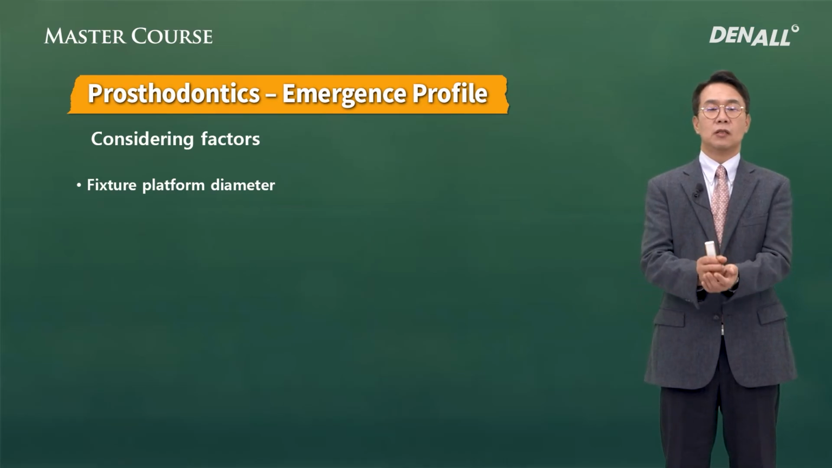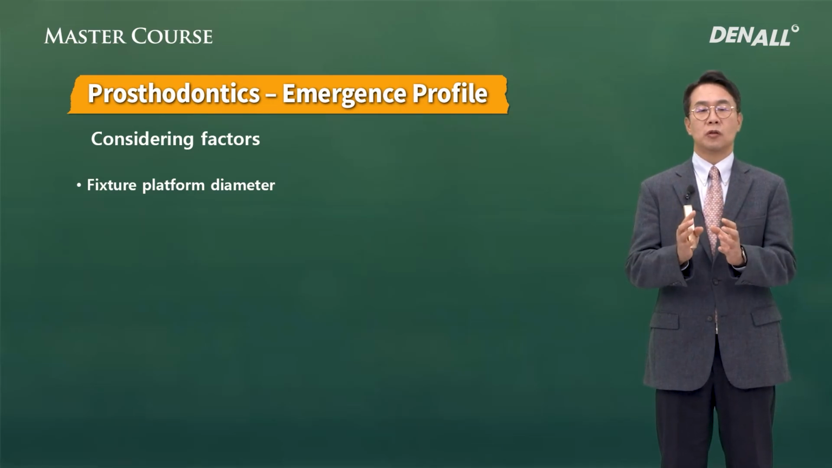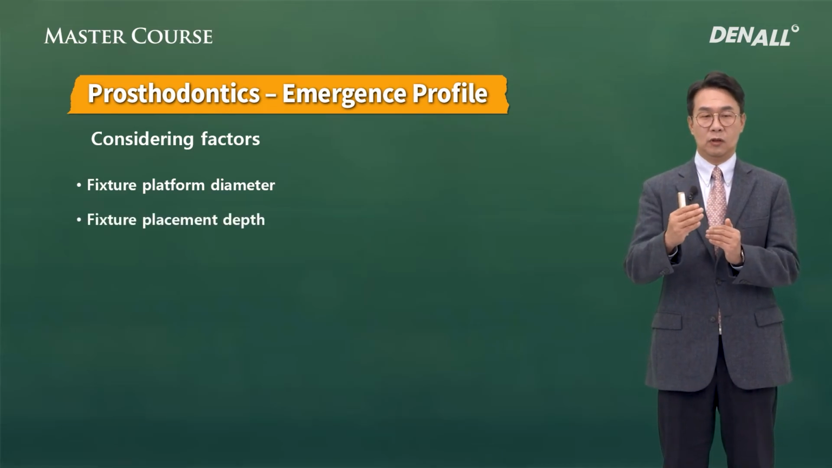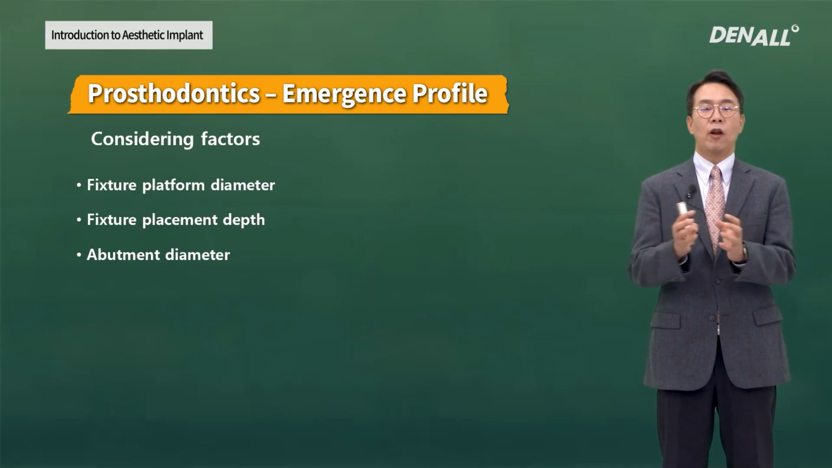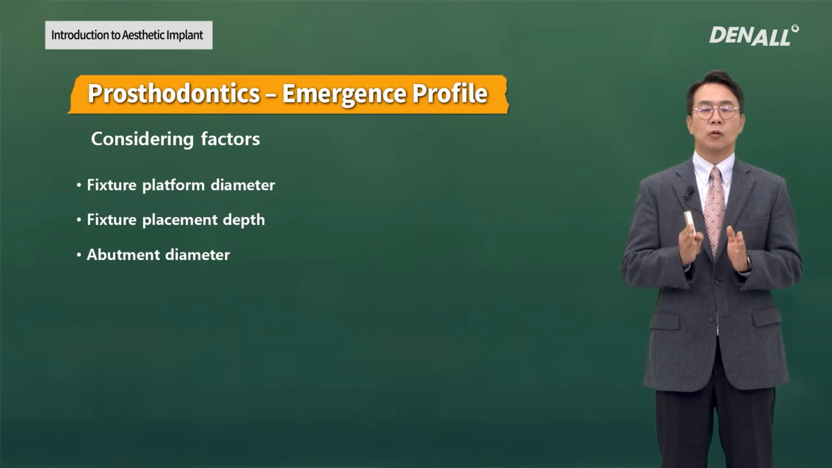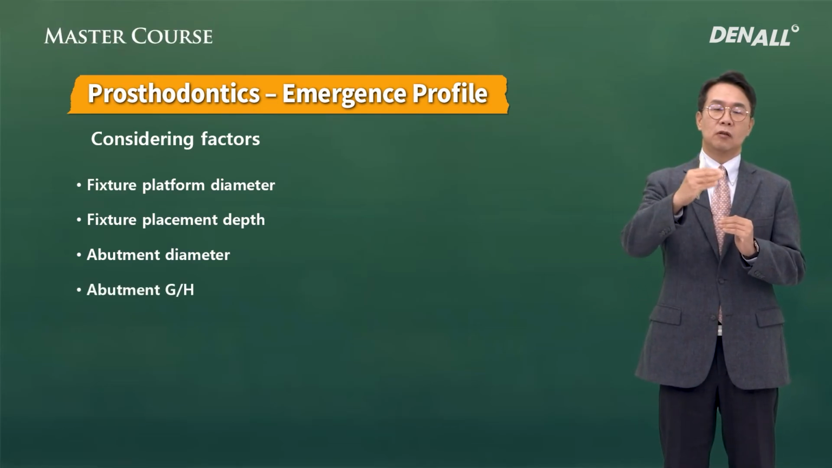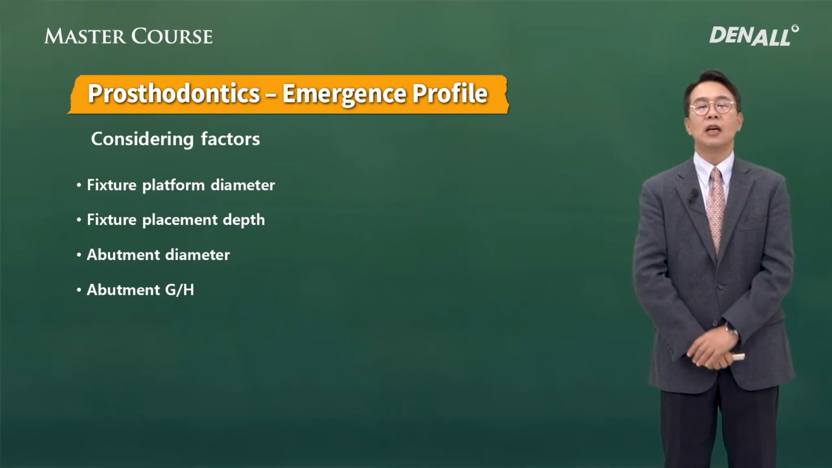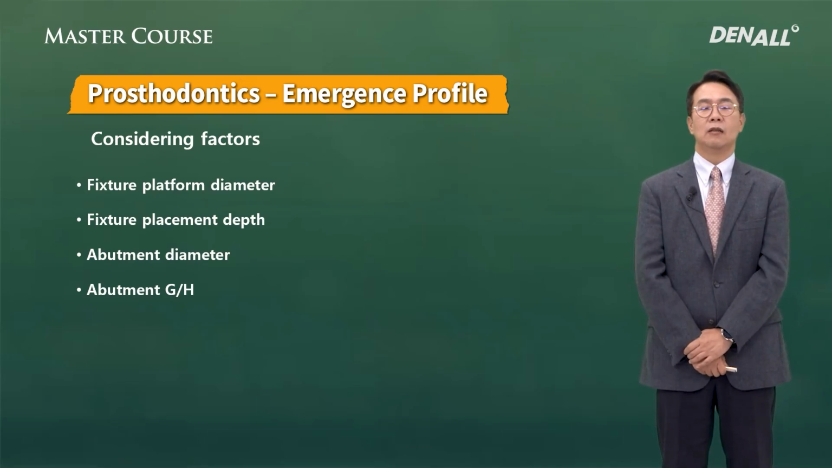There are many factors for emergence profile. As I said before, implant types, including diameter, implant placement depth, and the abutment, whether abutment diameter is smaller than the implant diameter or the same as implant diameter, whether it is platform switched or not, and abutment gingiva height would make a difference in terms of the emergence profile. That would determine the shape of prosthesis.